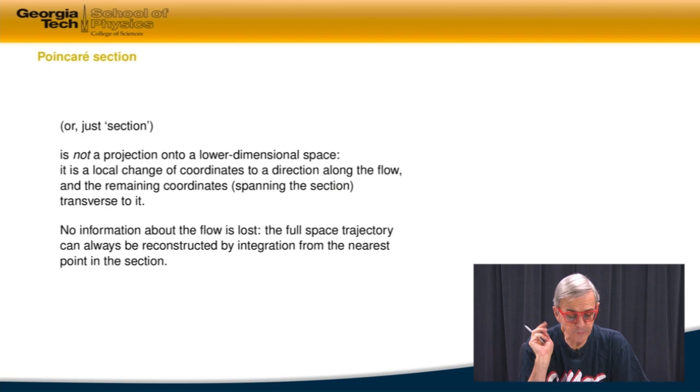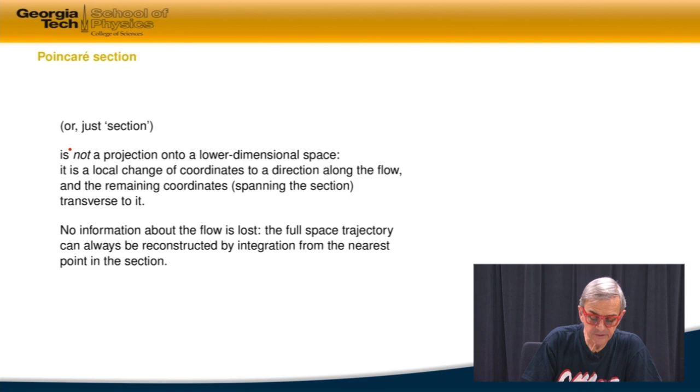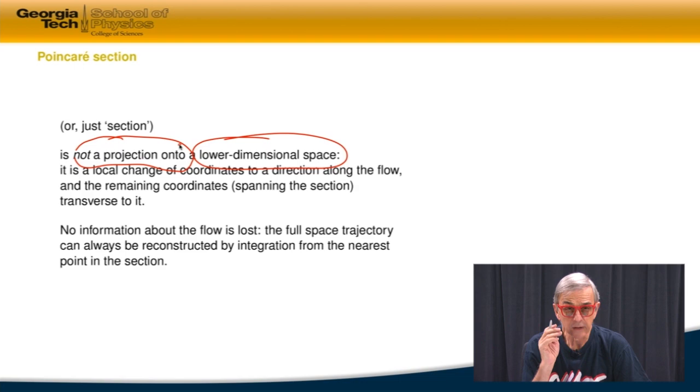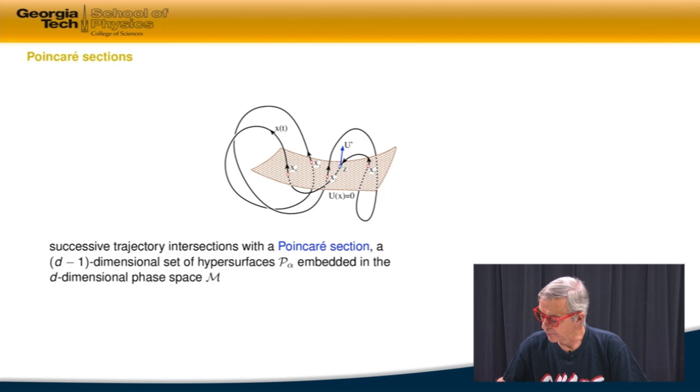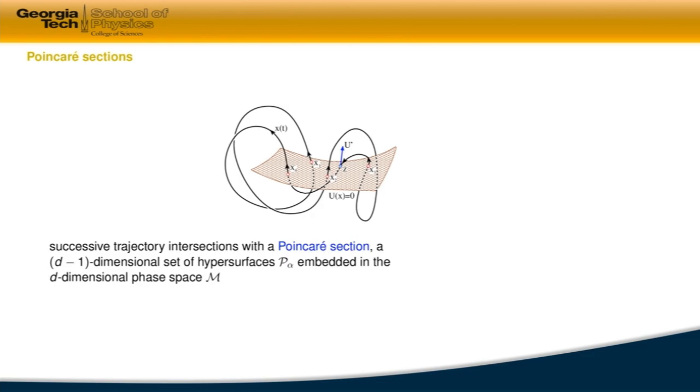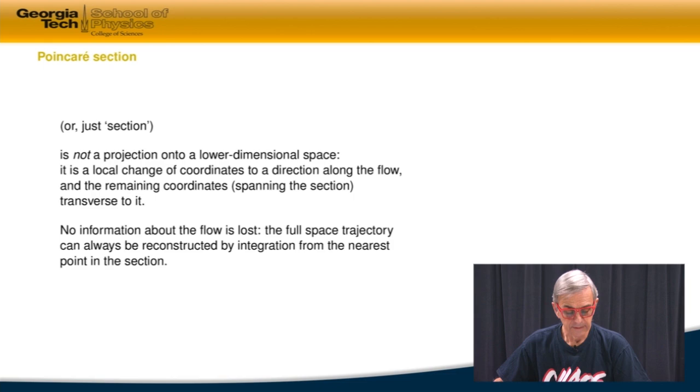One thing you have to understand about Poincaré section, it is not a projection. It's not a projection onto lower dimensional state space. When you take a Poincaré section, you don't lose any information about the system. All you're doing is you're changing your coordinates in such a way that one coordinate, the one that goes out of Poincaré section, is called a longitudinal coordinate, and the rest are transverse. If you want to find any point on the orbit, you can just start at the section and integrate to it. So you haven't lost any information by going this way. So you can always reconstruct your trajectory, but the new coordinates are much smarter than the original ones, as you will see.